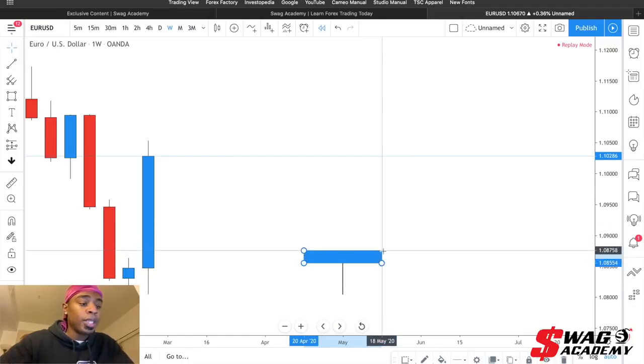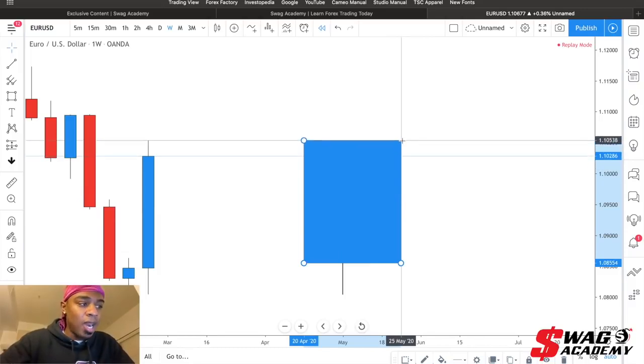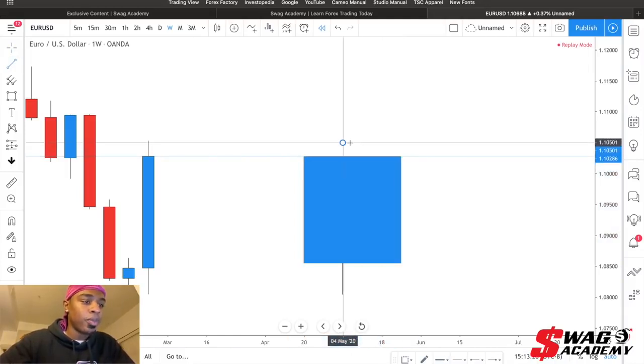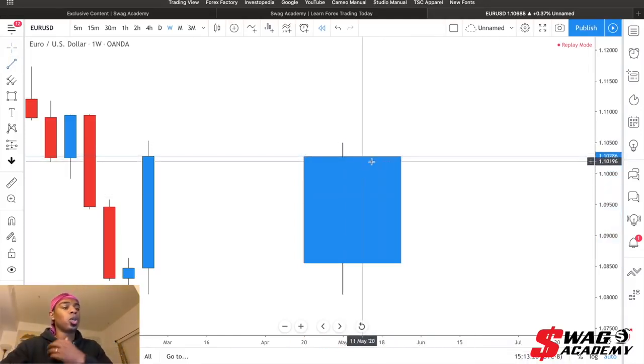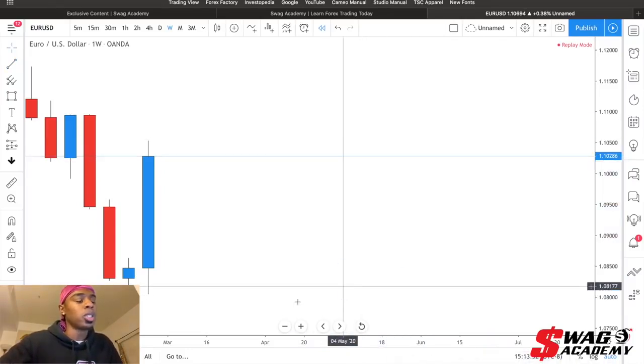Immediately it goes blue and starts to push all the way up here. Before the week closed, price got right here, and then when the week closed, it closed right here. But price left a trail that said, hey, price was up here. You feel what I'm saying? So that's how you read a Japanese candlestick. It tells you the open, the low, the high, and the close, and that's for all of them.